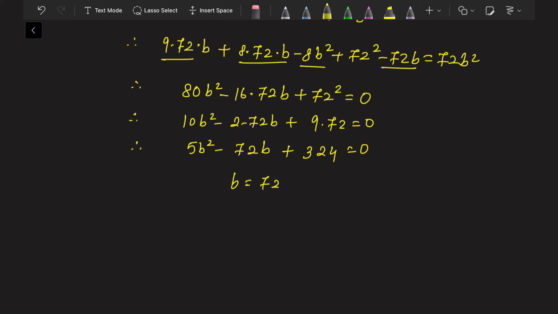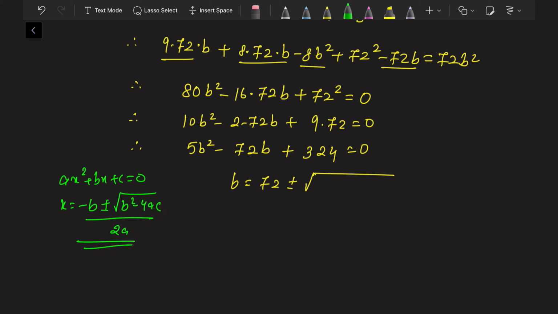b will come out to be 72 plus and minus the square root of, as 72 we have already got, plus negative of negative. The formula you all know: if we have any standard equation of the pattern ax square plus bx plus c equals 0, then x is negative b plus and minus the square root of b square minus 4ac upon 2a. Let us use that. So negative of the middle term, negative of negative 72, is 72, then we'll have 72 squared. So 72 squared, let us do that.